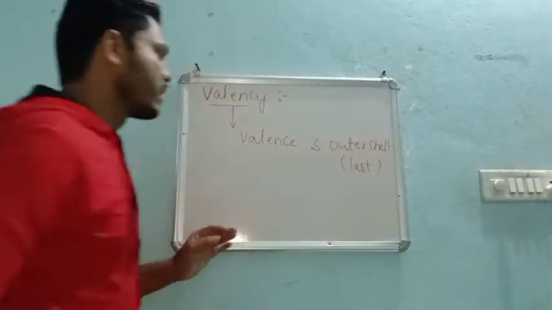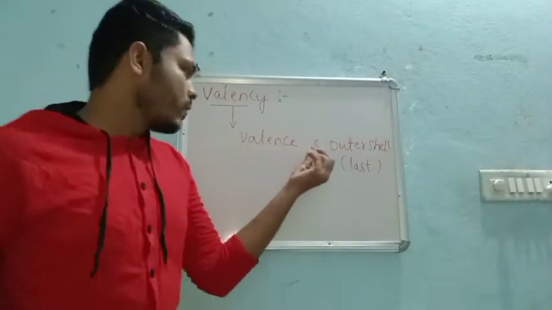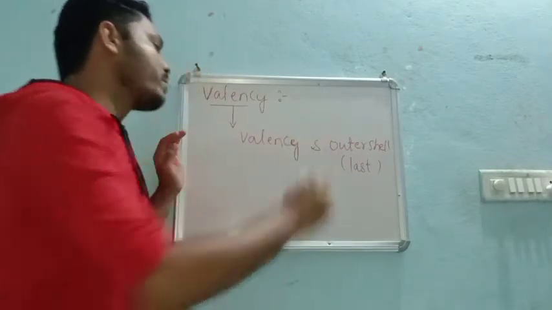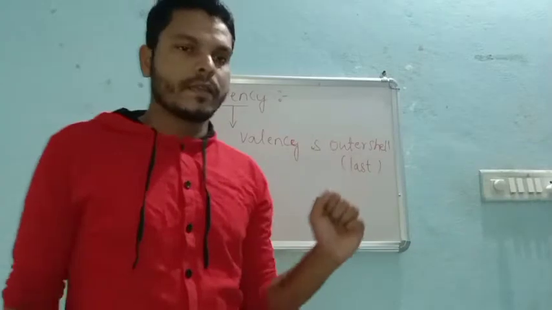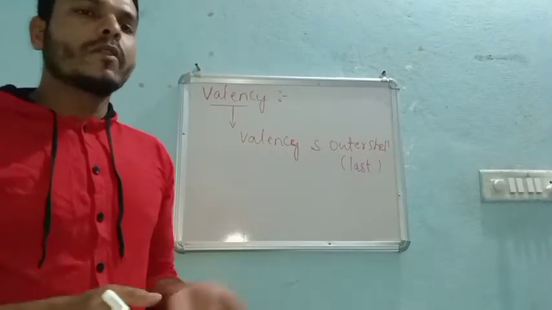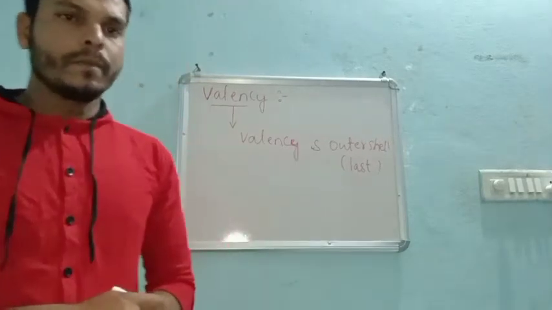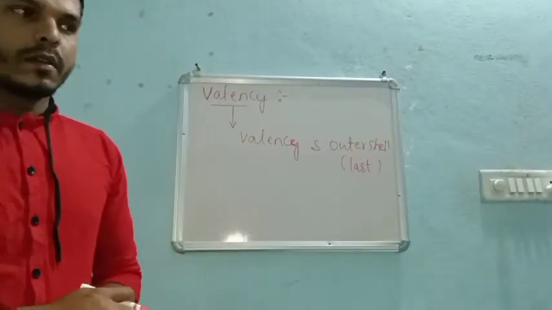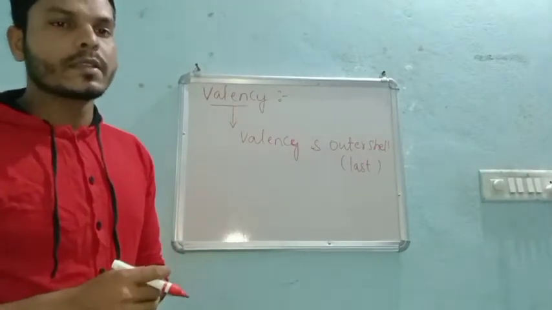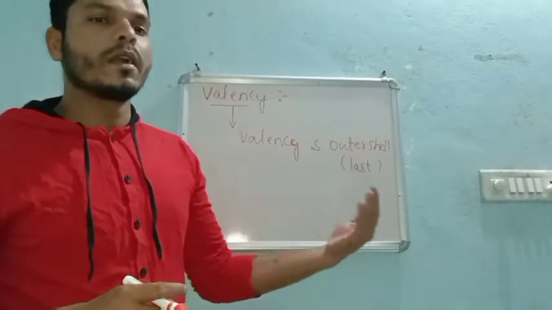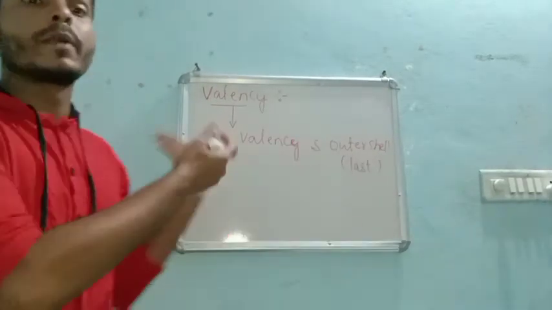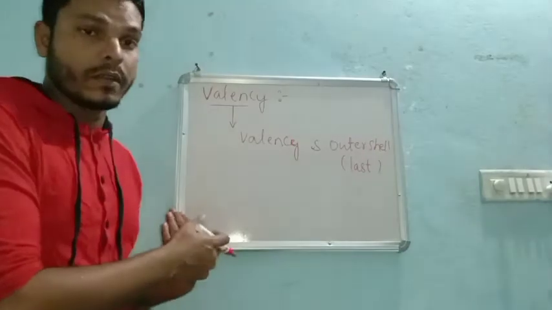So outer cell, we can say. Valency is nothing but the number of electrons present in the outermost cell or the last cell, and they are all involved in the formation of a bond, right? If one electron is present in the valence cell, definitely that electron will undergo formation of a bond with another element. That is nothing but the valence of that particular element.